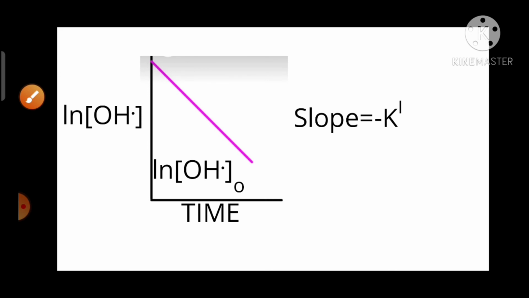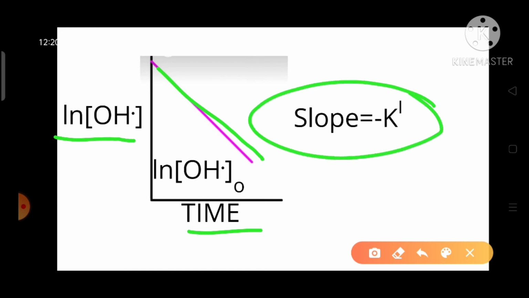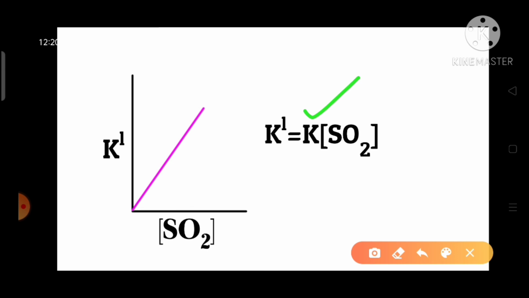Time to time we measure the concentration of the hydroxyl free radical, and we draw the graph between ln[OH] and time. We get this type of graph, and we can estimate k prime, the rate constant for the pseudo first order reaction. By using this, we can calculate the rate constant k for the second order reaction by using this relation.